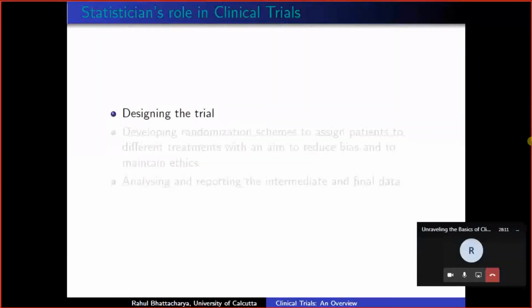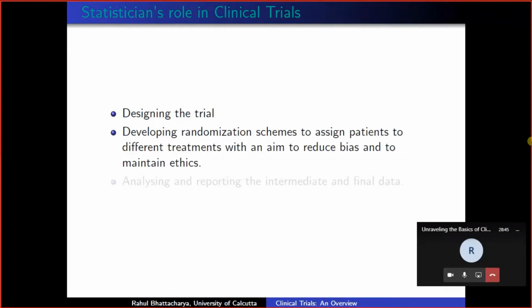Now, what is the role of a statistician in a clinical trial? Because we know statisticians are good at analyzing the data. So what is a statistician's role, apart from analyzing the data, in a clinical trial? The most important thing is designing the trial. How do you get the data from the trial, or how do you design it? This is the basic purpose of the trial, and it has to be planned by a statistician.